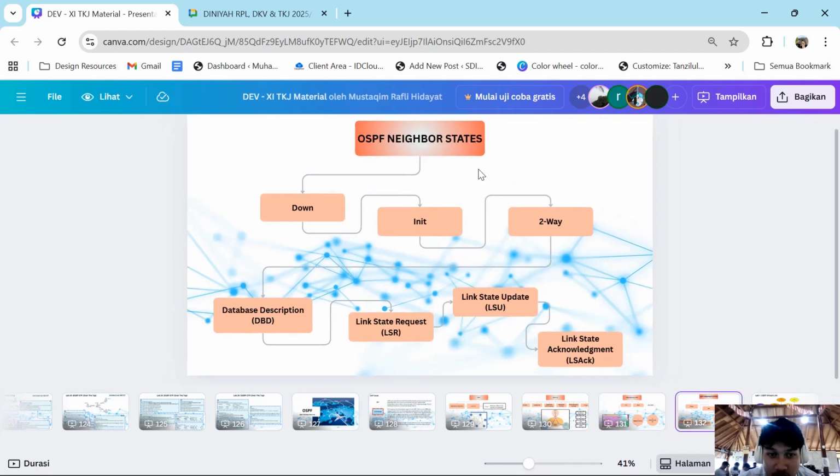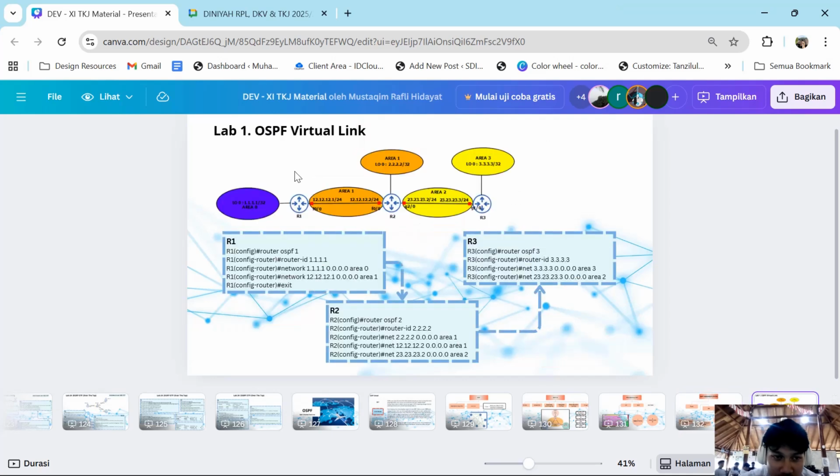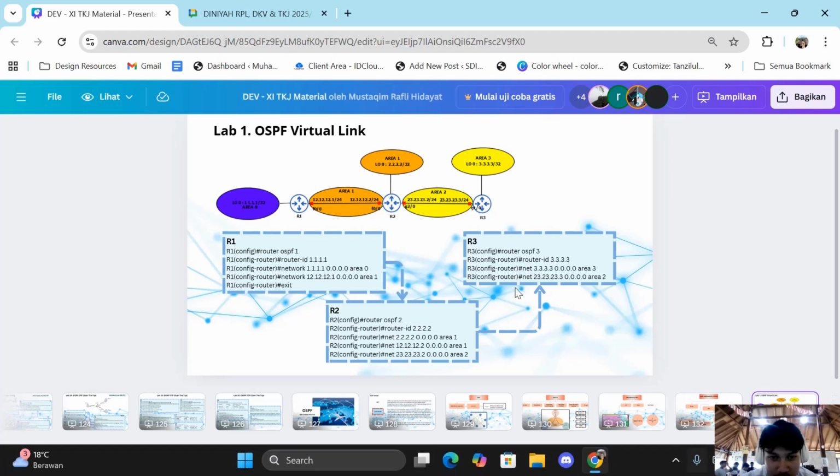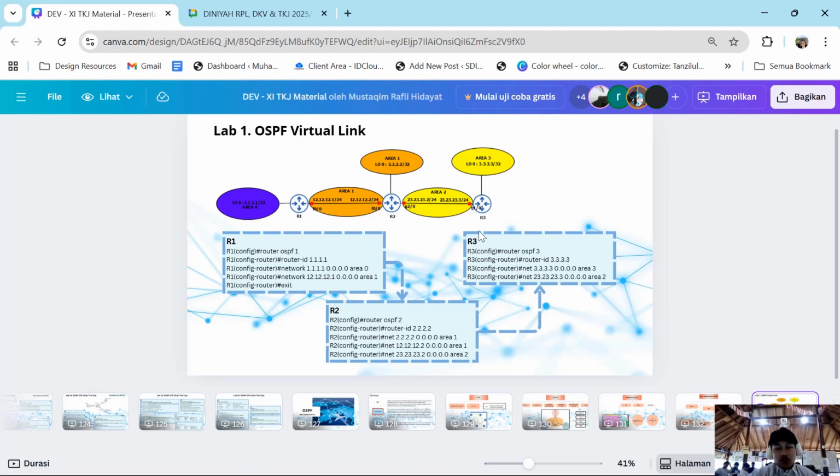Right. The next one is neighbor state. I don't really understand this one, but it's very useful, I think. Yeah, neighbor state. You can search for others because I don't really understand. Just skip. Okay. We can learn how to say it, we're going to learn the material.